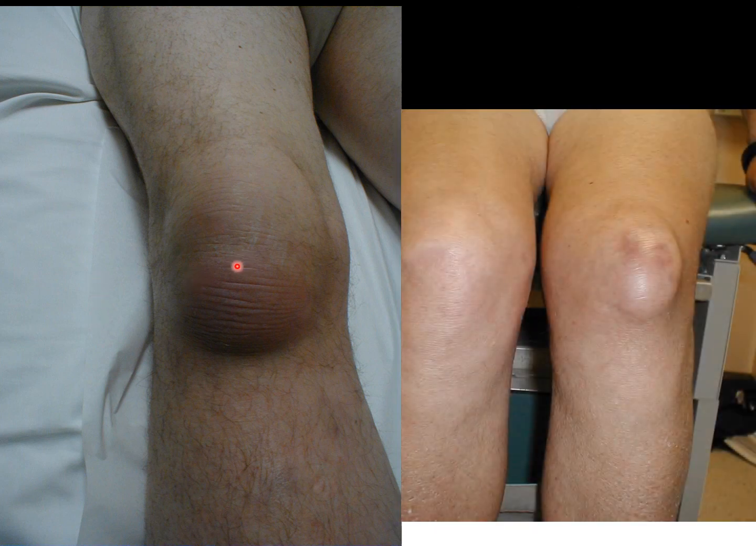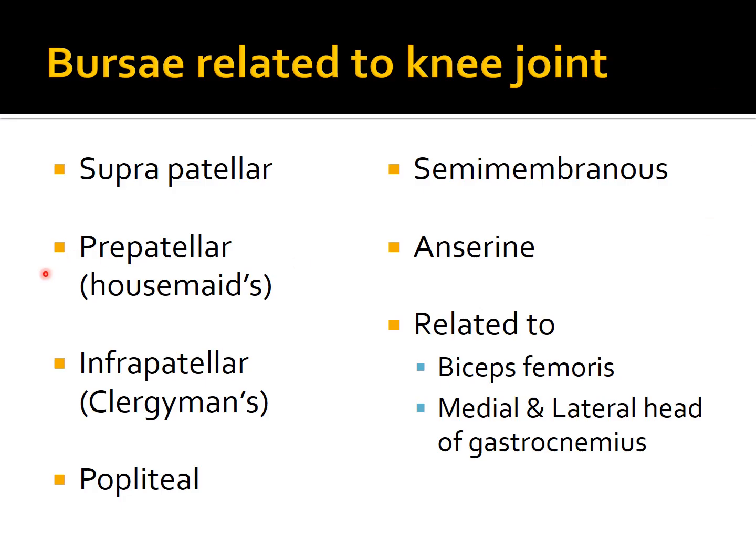So here you can see a person who comes with a swelling, and you can see another person. Compared to this swelling, which is present below the patella, this is an infrapatellar bursitis, and here you can see this swelling is present over the patella, and this is referred to as the prepatellar bursitis. That is an inflammation of this bursa. And as I said before, the prepatellar bursa, if inflamed, is referred to as the housemaid's knee, and the infrapatellar as the clergyman's knee.